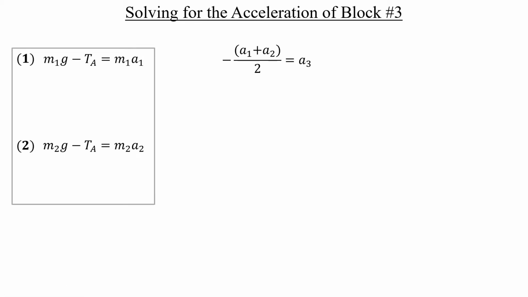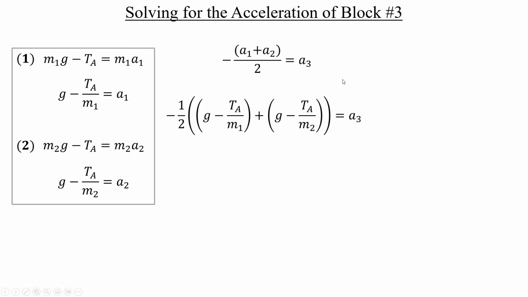In equation 1 and 2, I'm going to divide these expressions by their respective masses, which will give us these results here. Let's plug those back into the equation that we're working on up here. The inner set of parentheses is just meant to separate the left-hand sides of A1 and A2 that we just inserted. They aren't really necessary anymore, so let's go ahead and get rid of those.